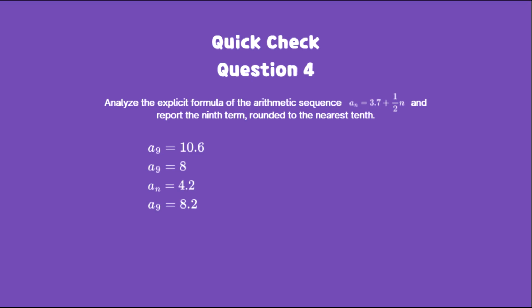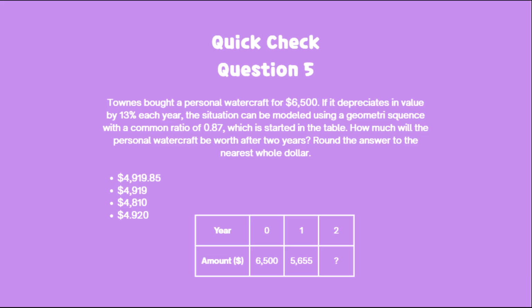Quick check question number 4. Analyze the explicit formula of the arithmetic sequence a sub n is equal to 3.7 times 1/2 plus 1/2 times n, and report the ninth term rounded to the nearest tenth. So you're going to replace n with 9, and then you're going to round to the nearest tenth and find your answer over here.